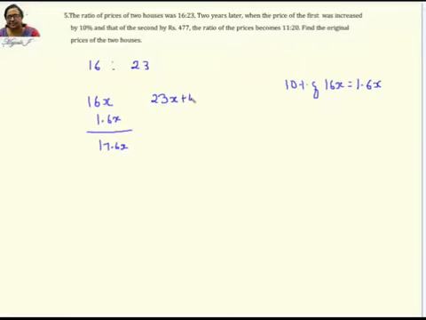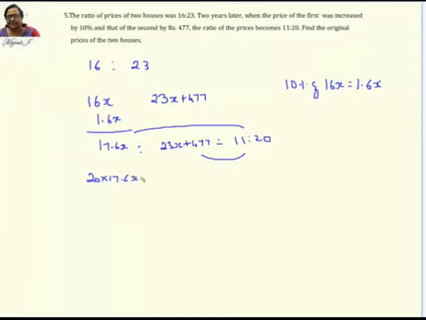So the second value will be just 23x plus 477. And the new ratio is 11 is to 20. Now you can do it. 11 is to 20. So 20 into 17.6x equals 11 into 23x plus 477.